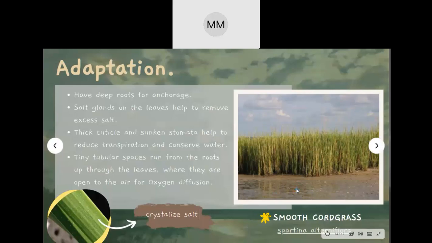The last one is tiny tubular spaces. They have tiny tubular spaces that run from the roots up to the leaves, where these spaces are connected to the open air for oxygen diffusion. Okay, next one.